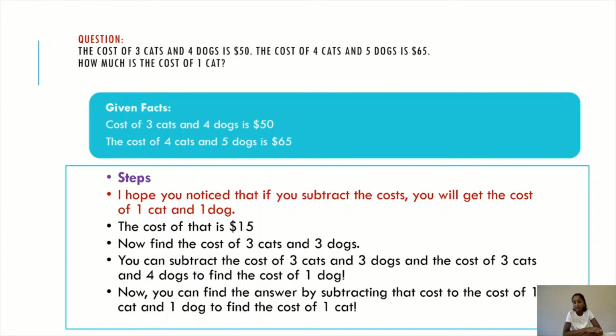$65 minus $50 equals $15. So 1 cat and 1 dog cost $15. I'm figuring out the cost of 1 cat. But now I know the cost of 1 cat and 1 dog. Well, I can find out the answer if I know the cost of 1 dog. That way I can subtract that cost from the cost of 1 cat and 1 dog, which is $15, and I'll end up with the cost of 1 cat. So now let's figure out the cost of 1 dog so that we can subtract.